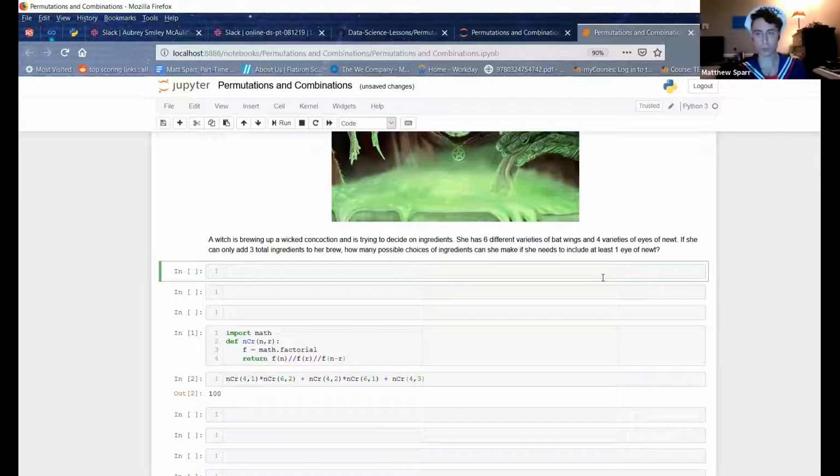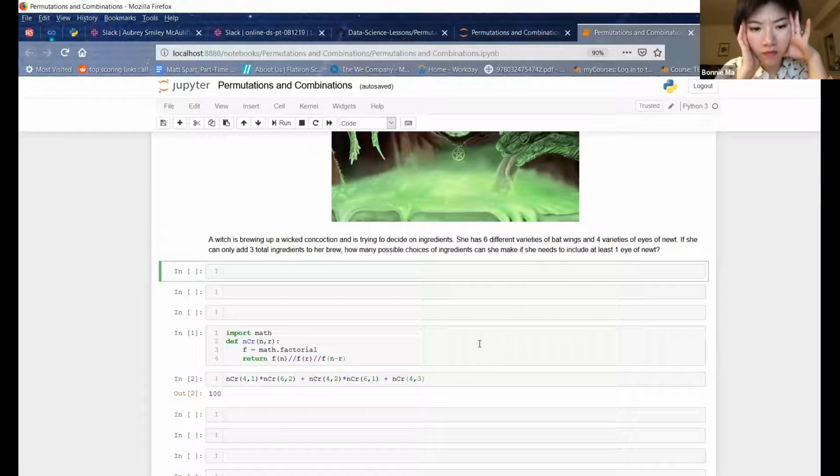So that would be the correct answer if all of the bat wings were the same and all the eyes of newt were the same, but it says they're different varieties. So like there could be a vampire bat wing, another kind of species of bat wing. So there's basically 6 different kinds of wings and 4 different kinds of eyes of newt. So that makes it more complicated because then all those ones can be interchanged.